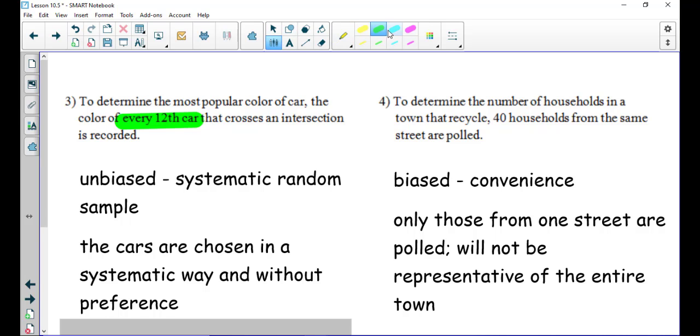And I'll just highlight those keywords again. These are from the same street being polled. Keep in mind, the main thing you want to remember here is that biased is a bad sample, whereas unbiased represents a good sample. Very important for us.